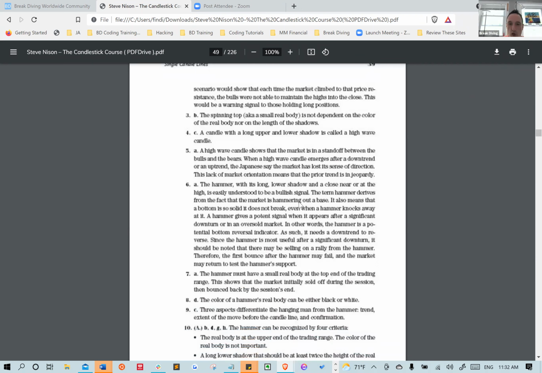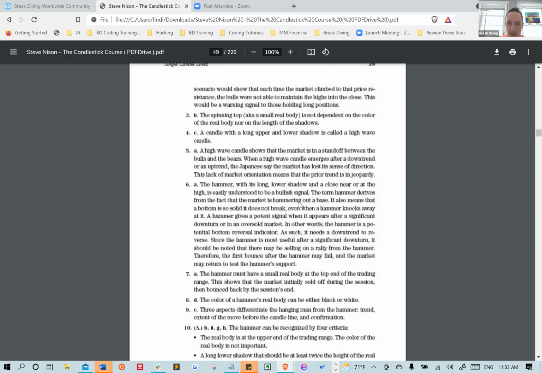The hammer, with its long lower shadow and a close near or at the high, is easily understood to be a bullish signal. Hammer equals bullish. It also means that a bottom is so solid it does not break, even when a hammer knocks away at it. A hammer gives a potent signal when it appears after a significant downturn or in an oversold market. In other words, the hammer is a potential bottom reversal signal. As such, it needs a downtrend to reverse.